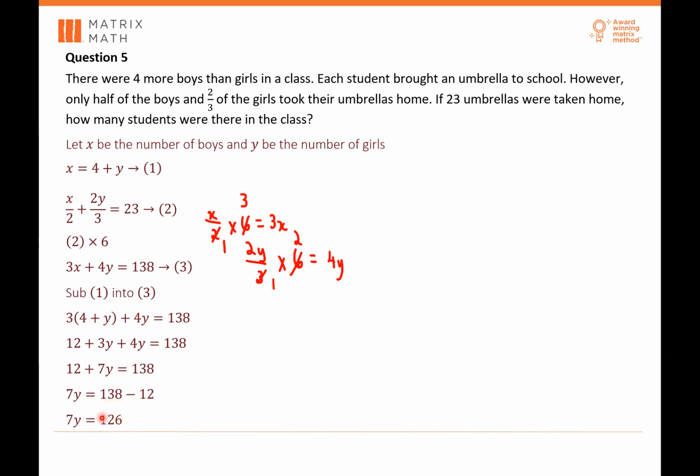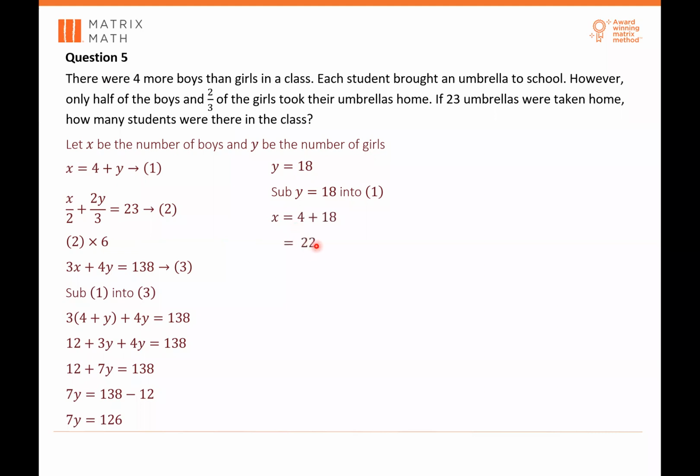Once you get the value for 7y, solve for your y first. So 126 divided by 7 gives me 18. And then if I sub my y equals 18 into equation 1, you can use either equation. You can also use the second and the third one. But of course, we use the simplest. So the simplest equation is the first one. So if I sub y equals 18, my x will be 22.